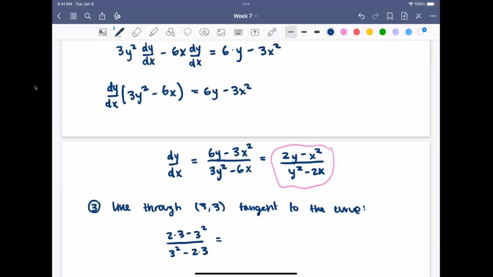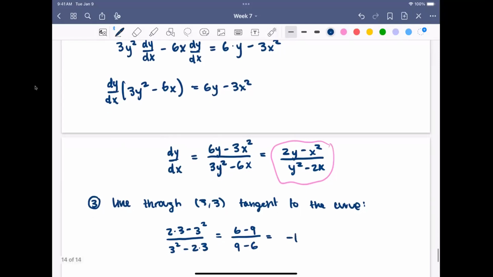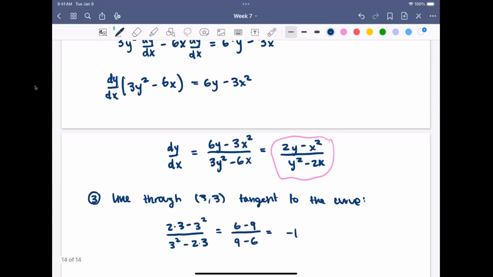Okay, so what do we get? This is 6 minus 9 divided by 9 minus 6, which will be minus 1. Okay, are we happy with this step? Maybe I'll write dy/dx is equal to this.